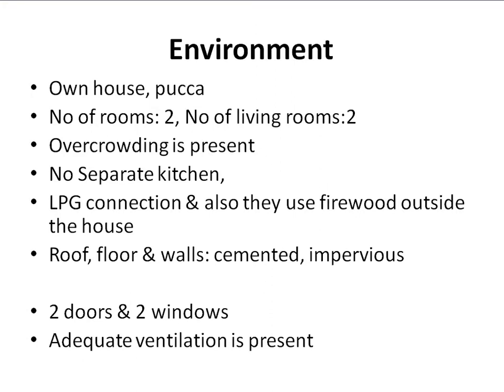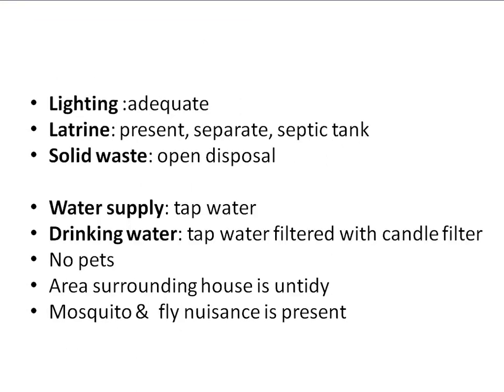So coming to the next thing, the roof, floors and walls are of cement, impervious. There are two doors and two windows for the house, and adequate ventilation is present. Lighting is adequate, and artificial lighting is also there. Excreta disposal is by septic tank. Solid waste is by open disposal. They usually do indiscriminate disposal, throwing solid waste just outside their house or dumping it around their house.